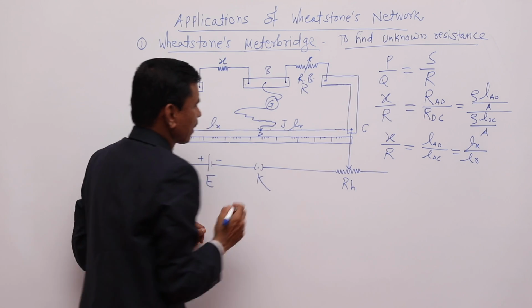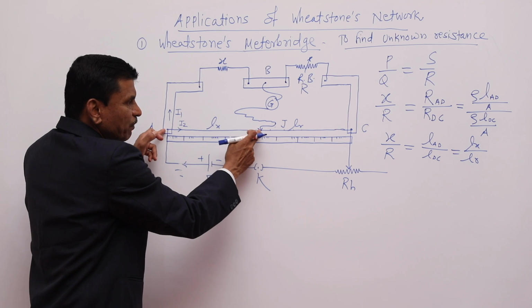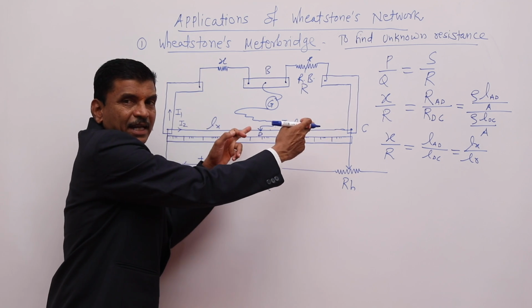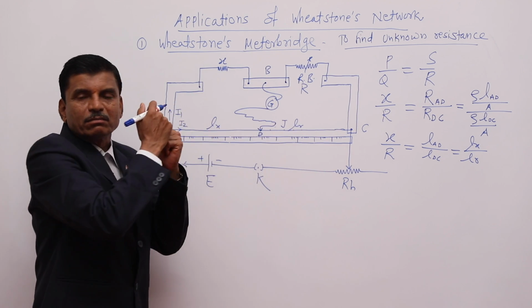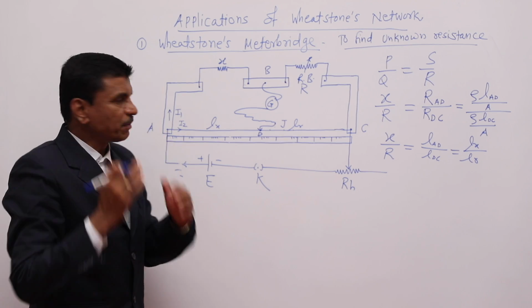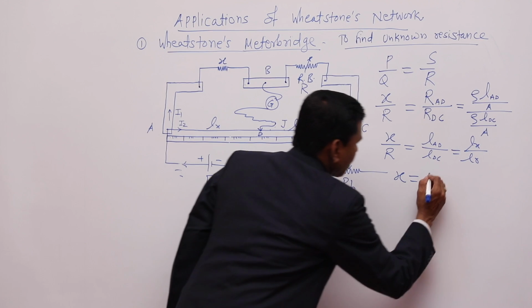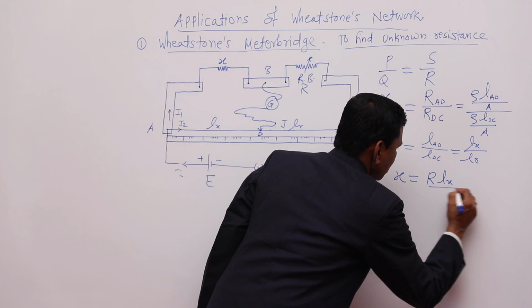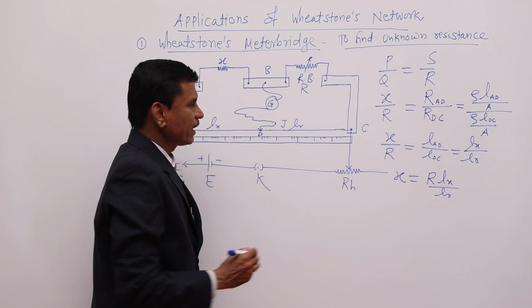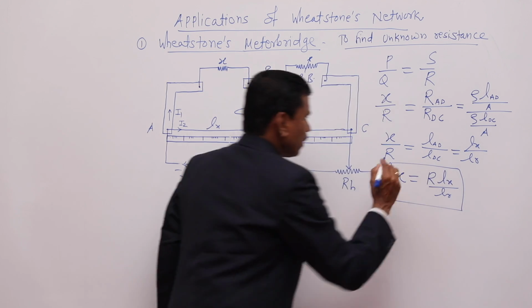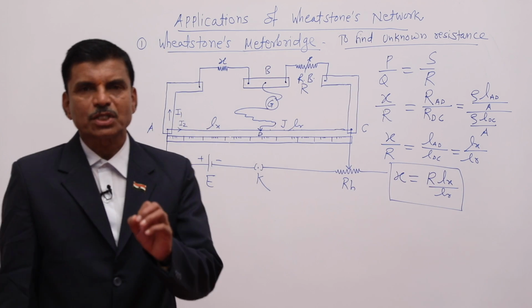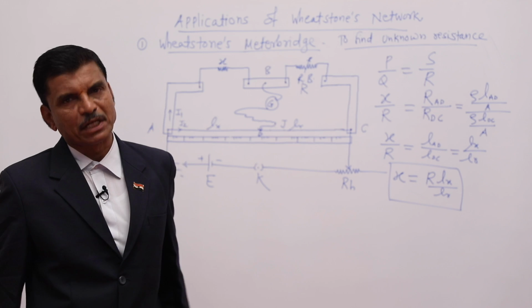This length is LR. If left side length is 45, what will be the right side length? 55, because total wire is 100 centimeter. Now, how can the resistance X be obtained? X equals R into LX upon LR, and by using this equation, we can find the unknown resistance by using the Wheatstone meter bridge.